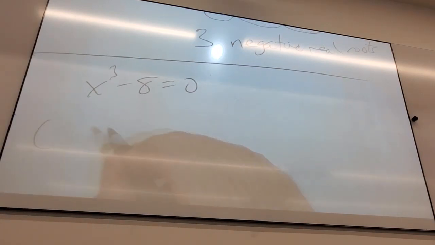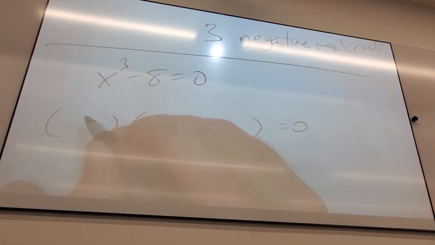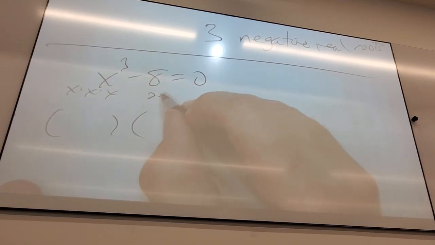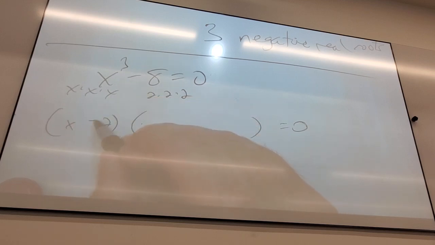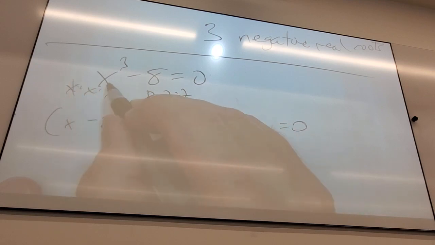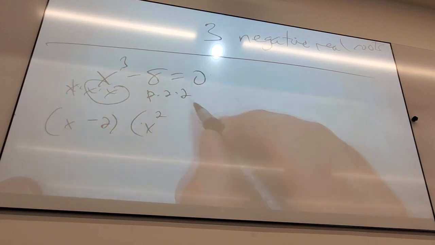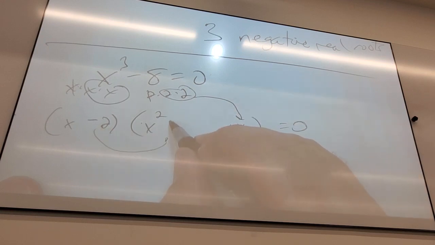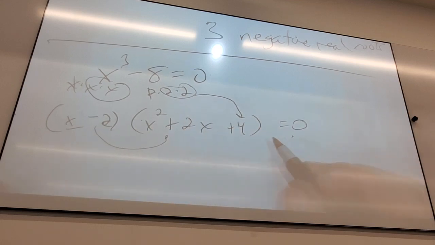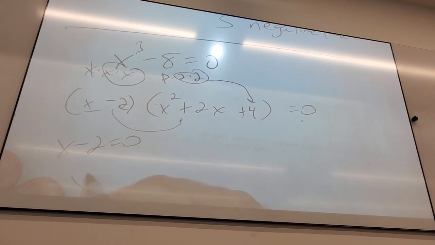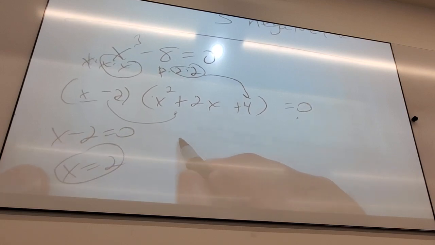How do you factor this? Yeah, x cubed minus 2 cubed. x minus 2, x squared. So what's the middle sign going to be? Plus 2x. Okay. Equals 0, right? So either x minus 2 is 0, and that's where we get 2. I did half of it. Or x squared plus 2x plus 4 equals 0.